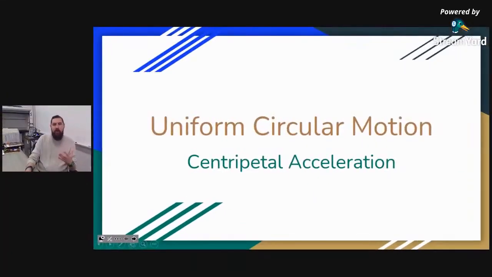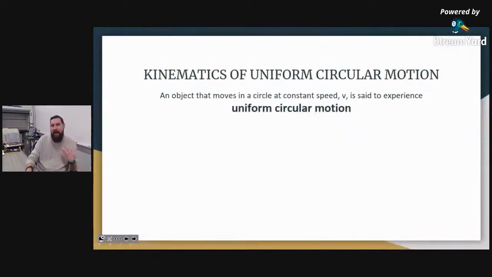So, uniform circular motion. First off, as always, let's define what it is that we're talking about. When we look at kinematics, kinematics says that any object that moves in a circle at a constant speed is said to experience uniform circular motion.